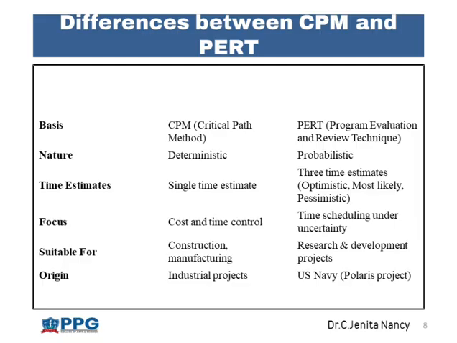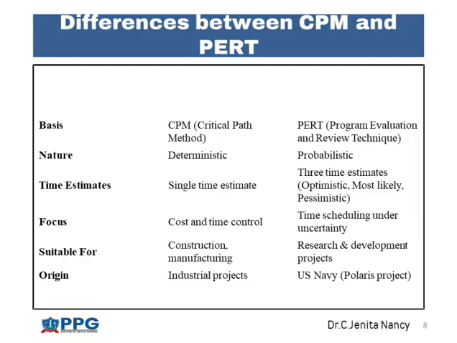Coming to the differences between CPM and PERT. The full form of CPM is the critical path method, and the full form of PERT is the program evaluation and review technique. Always CPM is deterministic in nature, whereas PERT is probabilistic in nature.